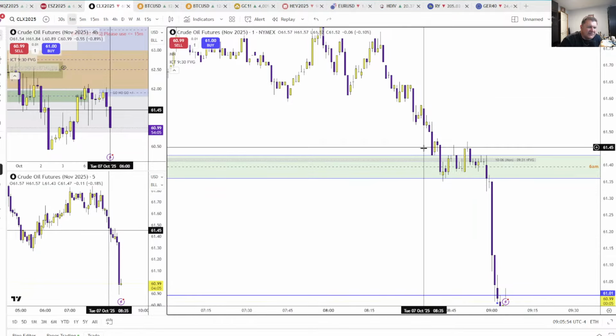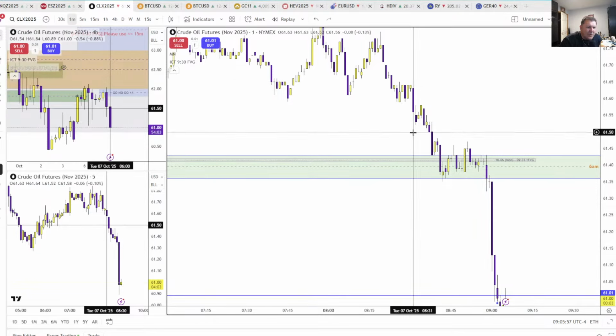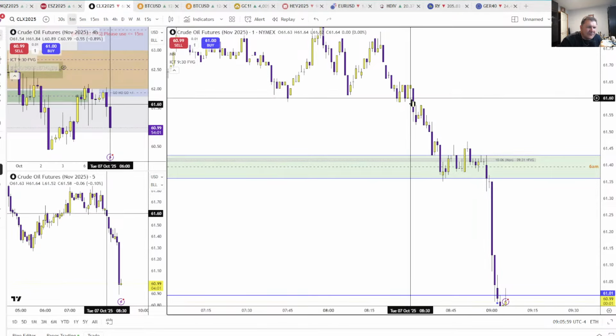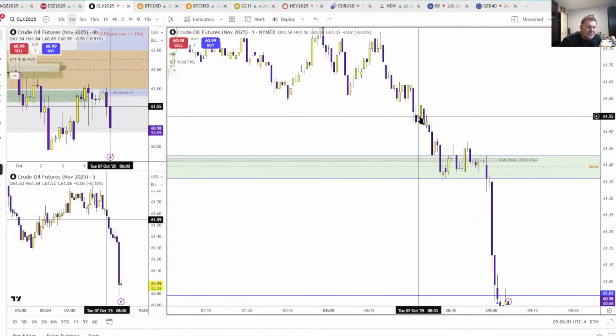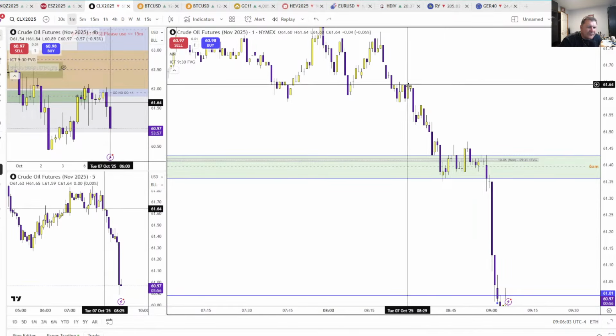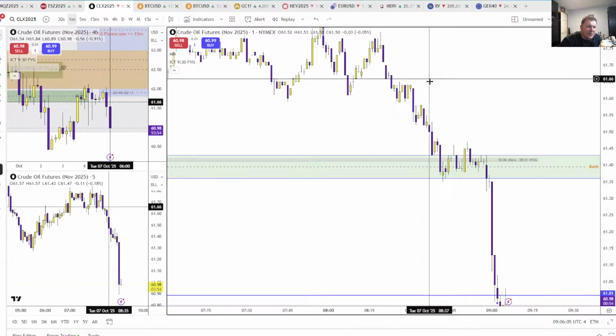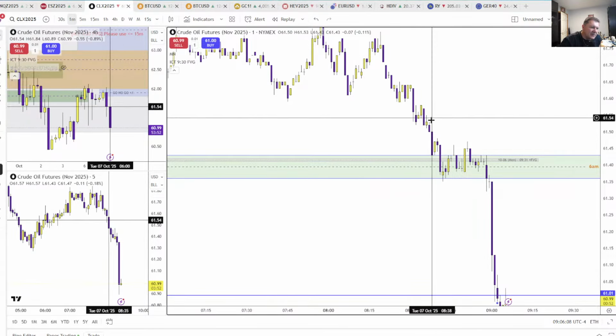Stop loss would be sitting just above that. Why? Because if this is the reversal and that's the SIBI, we're looking for the bull trap to break to the upside to start running for the next premium objective.